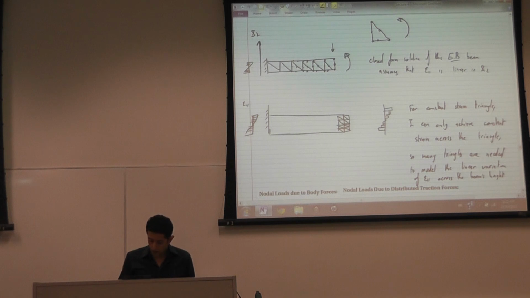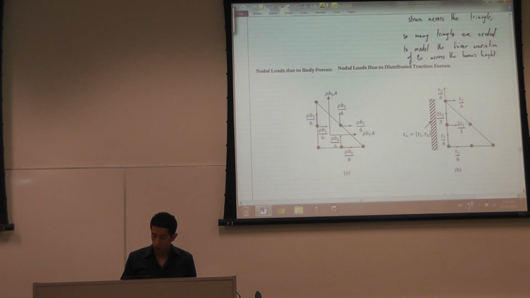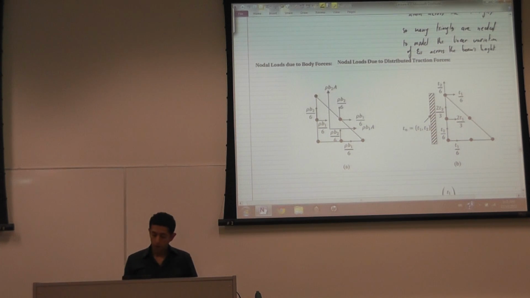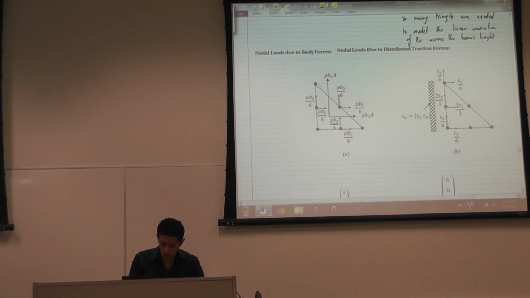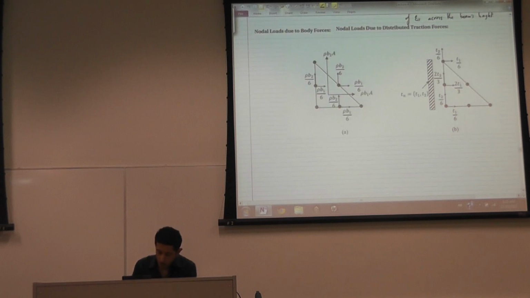So, in order to form the equations of this triangle, the stiffness matrix is obtained by taking the B matrix transpose, C, integrated over the volume, and this is multiplied by the vector U^e, the degrees of freedom of the system.